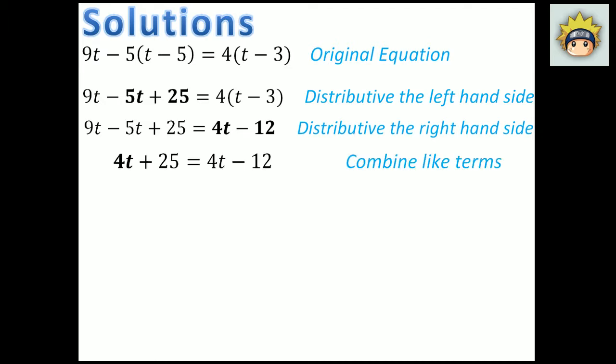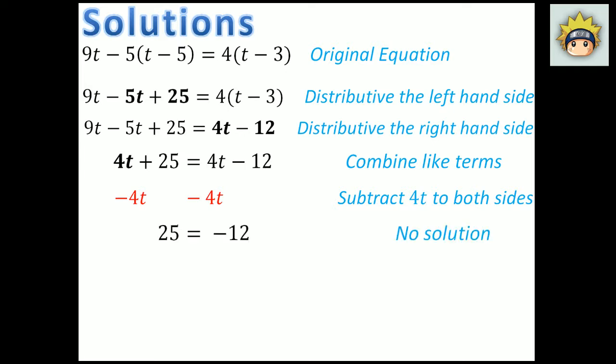Combine the like terms, because on the left hand side I have a 9t and a minus 5t. So 9t minus 5t becomes a 4t. That is my combining like terms here. After that, I subtract the 4t from both sides because I'm trying to get the variable alone. I notice that on my left hand side, 4t minus 4t becomes a 0. So all I'm left with is 25 equals negative 12. Because the variable disappears, 25 is never equal to negative 12. I would say that this has no solution.